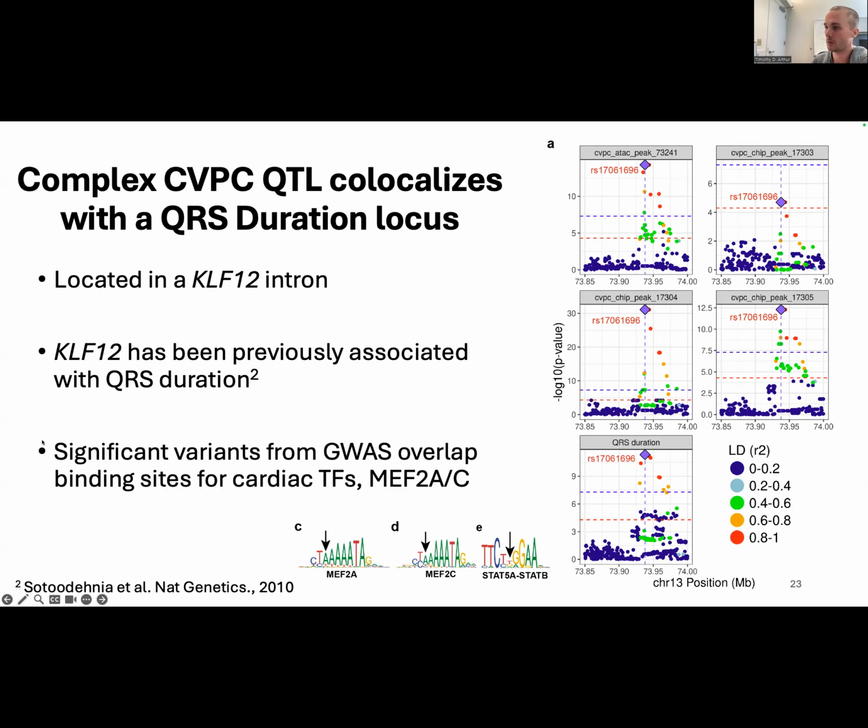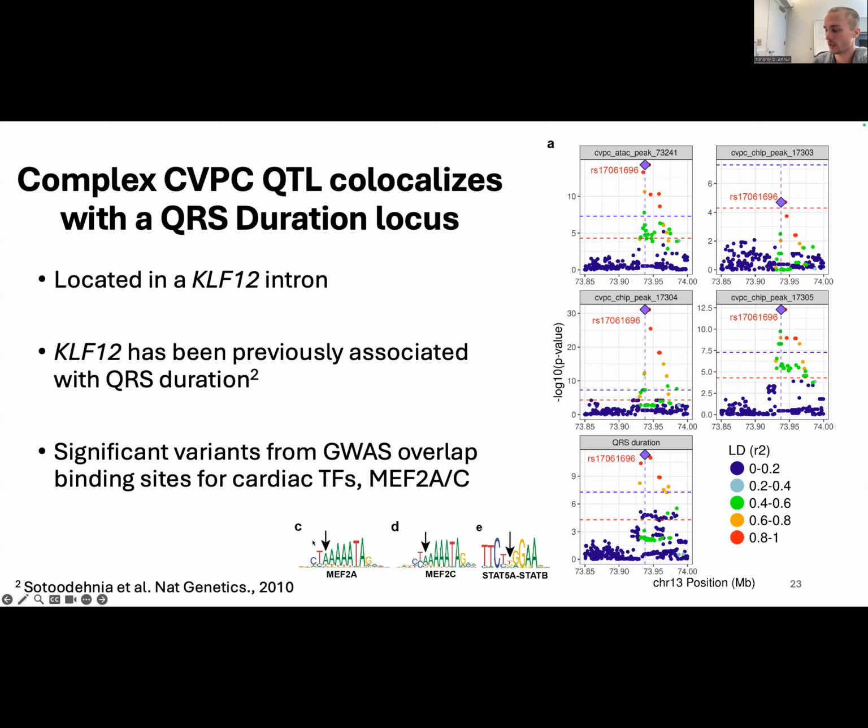We sought to provide more functional information on how this locus might be working. We sought to further characterize the molecular mechanism for this locus. So we intersected the significant variants from the GWAS and overlapped them with the transcription factor binding sites in the ATAC-seq peak. And we found that one of the significant variants for QRS duration overlapped a binding site for cardiac specific transcription factors MEF2A and MEF2C.